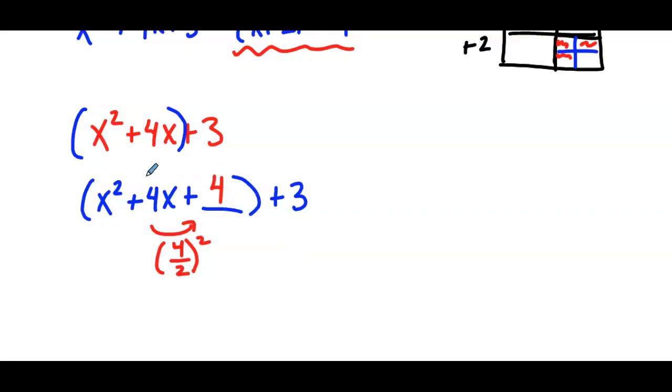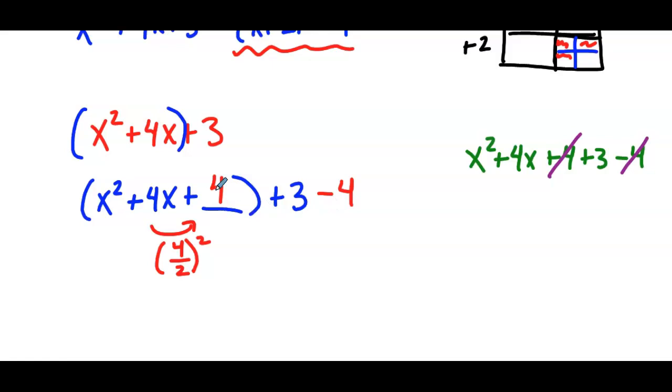Well, if we're adding 4 inside the parentheses to create a perfect square trinomial, outside the parentheses, we're going to subtract 4. If I drop the parentheses, x squared plus 4x plus 4 plus 3 minus 4, notice those 4's would simplify, and I would be left with the expression I started with. But now, what's the advantage of doing this? Some of you at this point are probably thinking, you added 4 and you subtracted 4. Why do that at all?